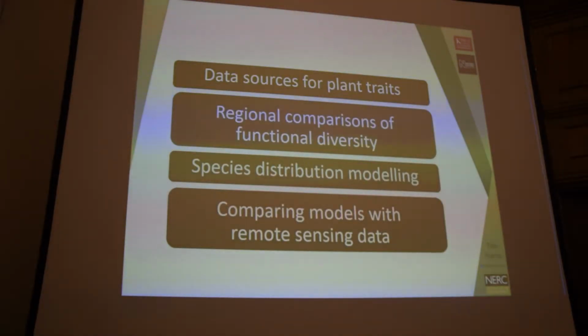So over the next 9 minutes, I'm going to try and tell you about two different sources for plant traits. I'll show how trait data can be used to compare functional diversity of plants in different regions of Africa. And I'll show how species distribution modelling can allow comparisons of functional diversity at a finer scale. And I'll give a glimpse of how traits of plants from model species distributions can match up to remote sensing products.